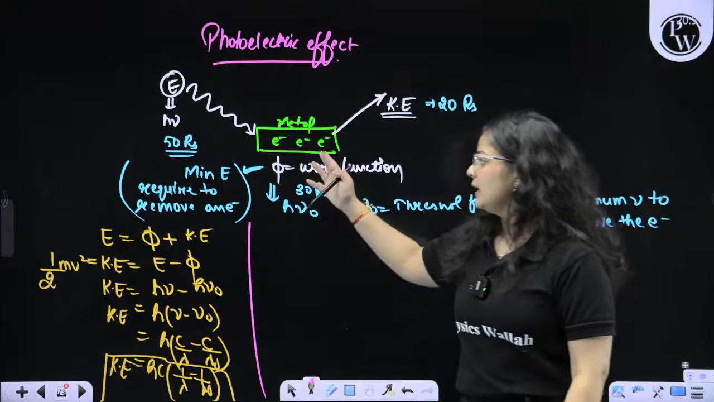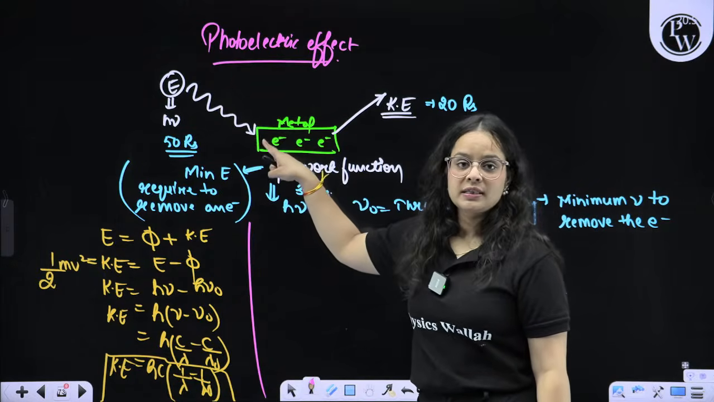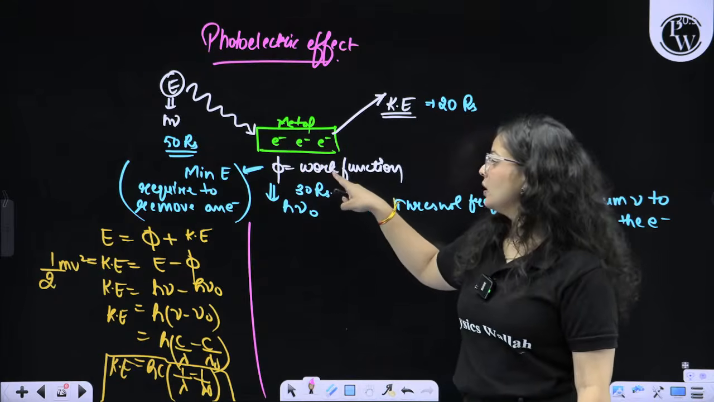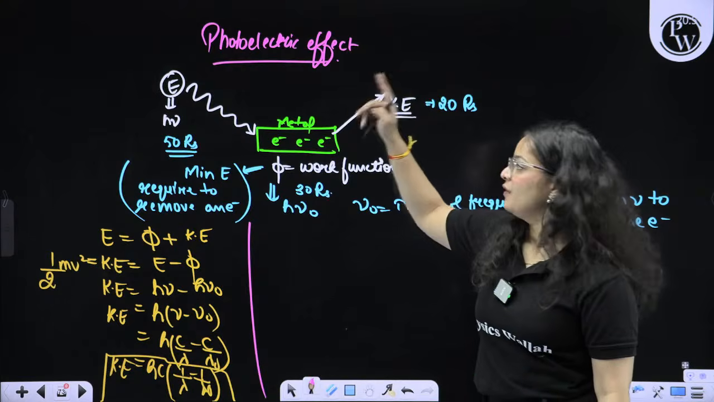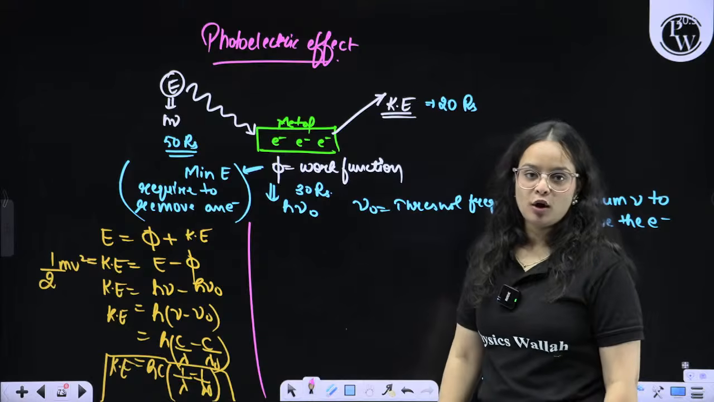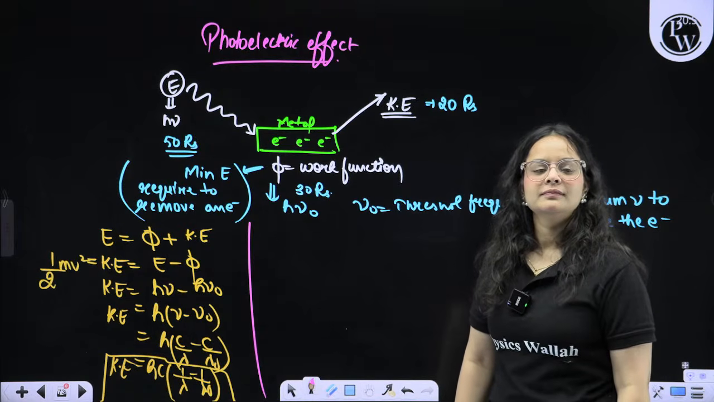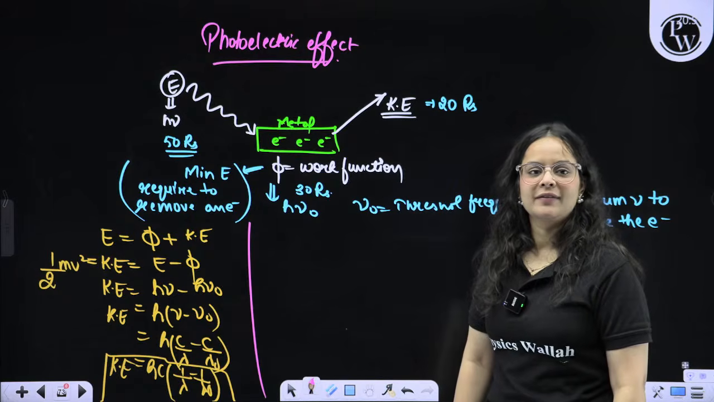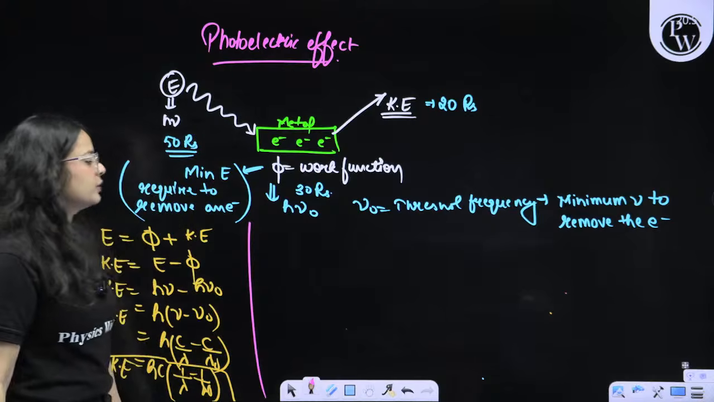Similarly here as well, only when the incident radiation energy is higher than the work function will the ejection happen. If it is less than the work function, then no ejection will happen at all. Right, everyone? This is the prior condition. Then only the photoelectric effect will happen.